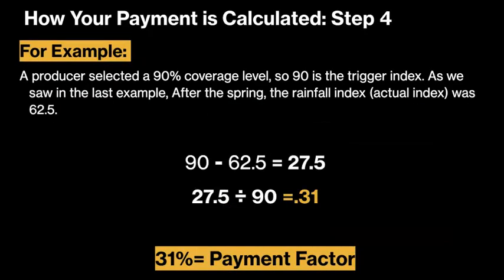The producer selected a 90% coverage level, so their trigger index is 90. We've determined that the rainfall index for this interval is 62.5. To calculate the payment factor, subtract the rainfall index from the trigger index. 90 minus 62.5 equals 27.5. Next, divide 27.5 by 90. This gives a payment factor of approximately 0.31, or 31%. This tells us that 31% of the protection assigned to that interval will be paid as an indemnity.